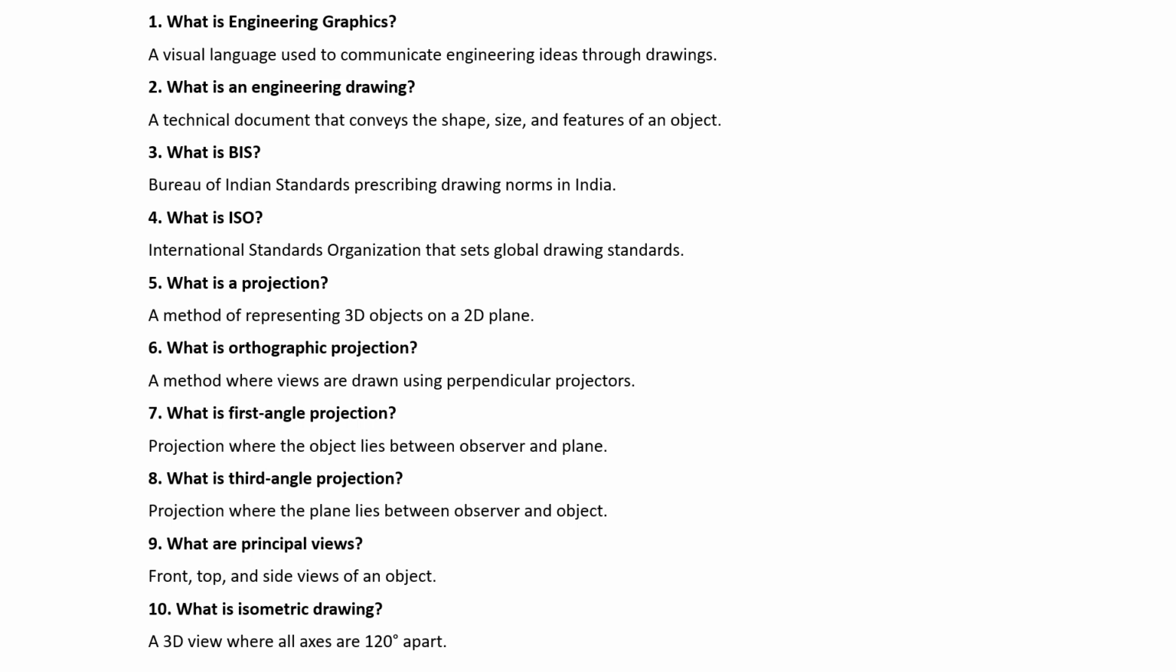8. What is third-angle projection? Projection where the plane lies between observer and object. 9. What are principal views? Front, top, and side views of an object. 10. What is isometric drawing? A 3D view where all axes are 120 degrees apart.